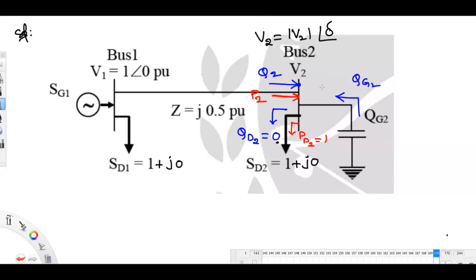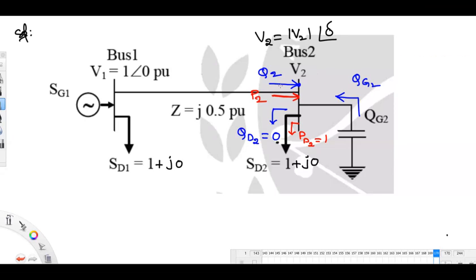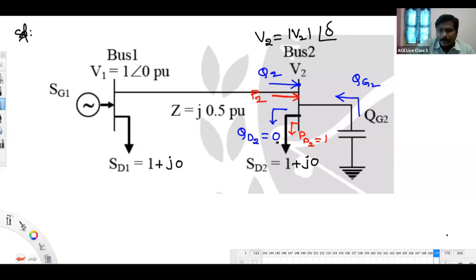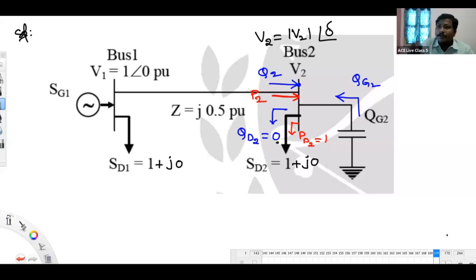Okay, sir. For example, if I have taken Q2 in the opposite direction, I might have written the equation on the basis of that direction. But the final result will be the same. See, for example, after doing this calculation, you got Q2 negative. If you have taken Q2 in the other direction, Q2 will be positive at the end.